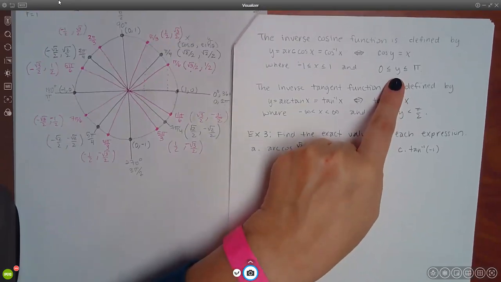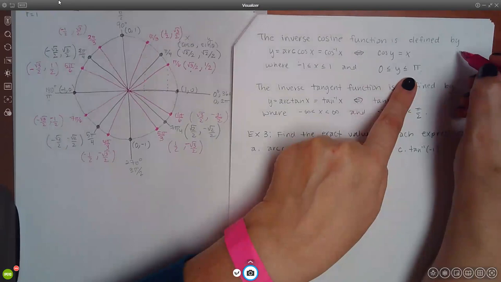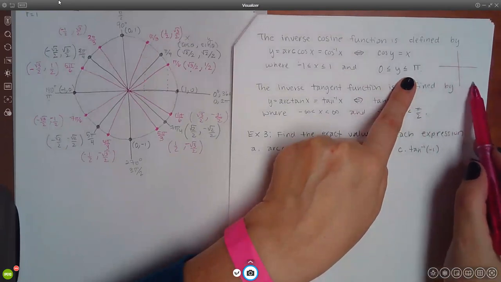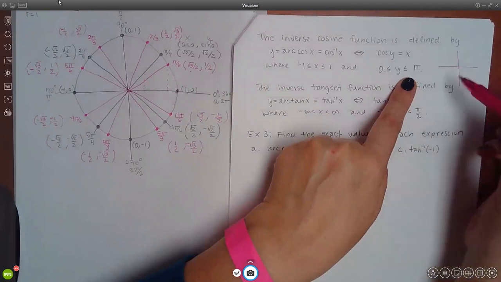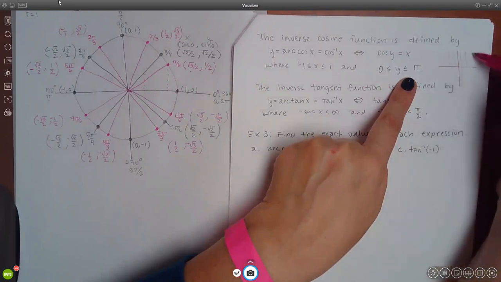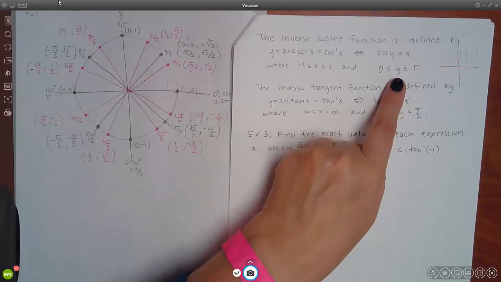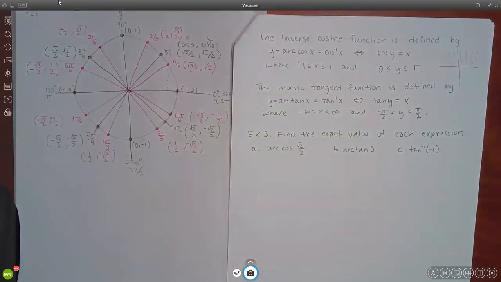It's not between negative pi over 2 and pi over 2 anymore. Now it's between 0 and pi. So which quadrants are those? They're not these two quadrants. 0 to pi is these two quadrants, isn't it? Okay. So be careful when you're doing those inverses. Make sure you're looking at the correct quadrants to get your answers.